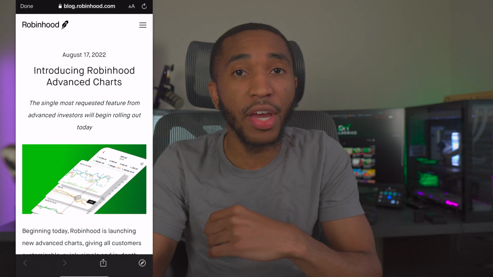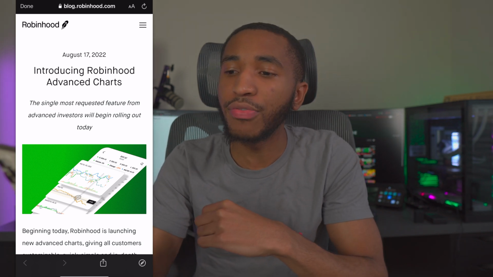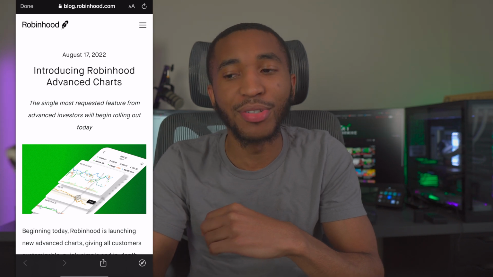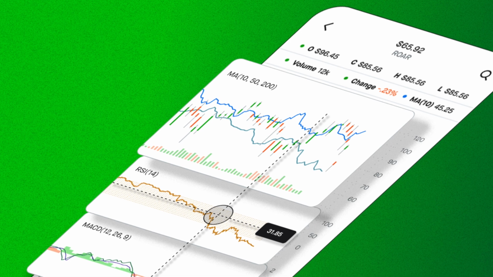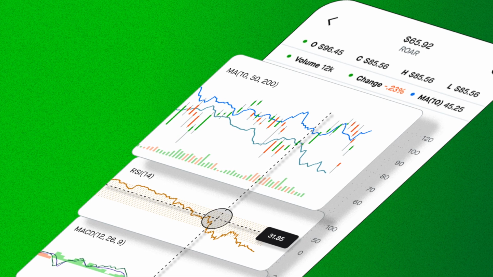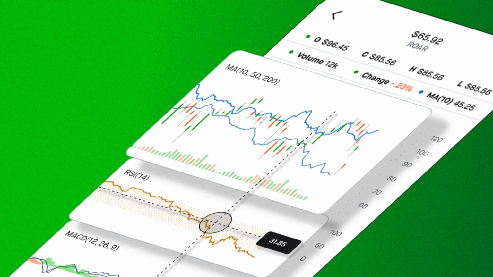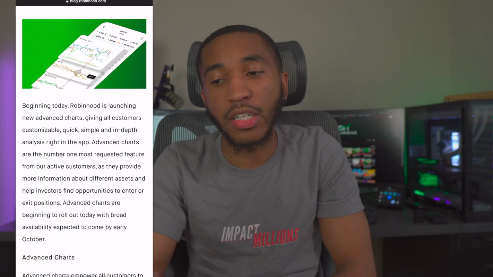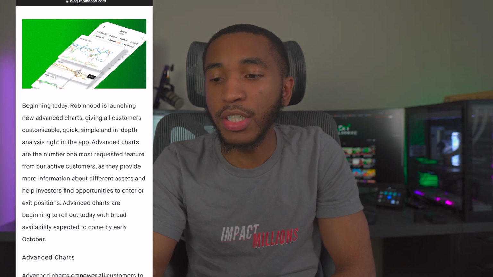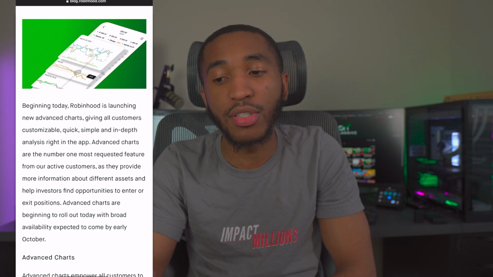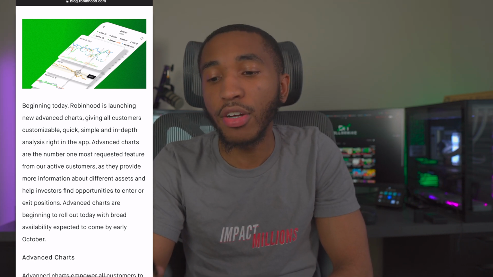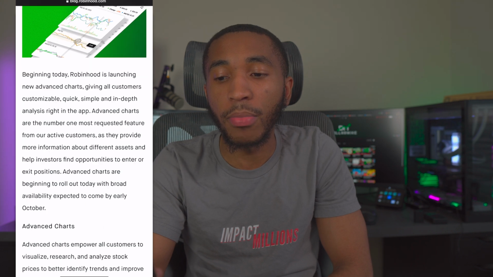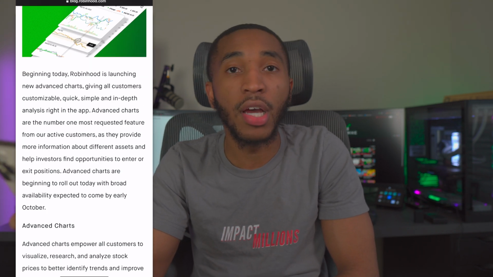Introducing Robinhood Advanced Charts, the single most requested feature from advanced investors, will be rolling out today. Robinhood is launching new advanced charts, giving all customers customizable, quick, simple, and in-depth analysis right in the app. Advanced charts are the #1 most requested feature from our active customers, as they provide more information about different assets and help investors find opportunities to enter and exit positions. Advanced charts are beginning to roll out today, with broad availability expected to come by early October.